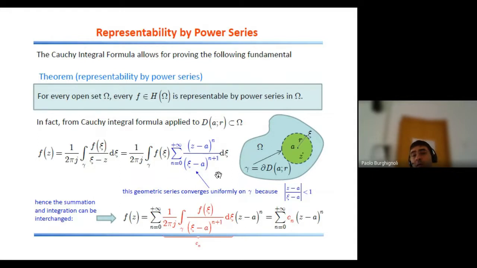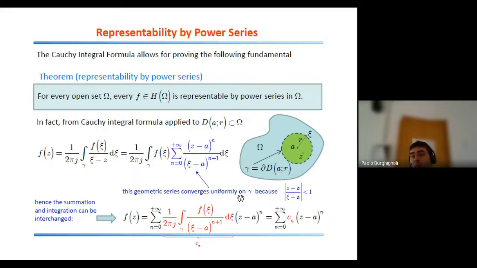Why is that? Well, because this geometric series converges, and it does so uniformly on the boundary of the circle. That's because we are inside its circle of convergence. As we saw in the previous lesson, a geometric series converges in the complex plane inside the circle having center in the origin and radius equal to 1. If you consider any compact set inside this convergence circle, then the convergence of the geometric series is absolute and uniform. Why is it important that the convergence is uniform?